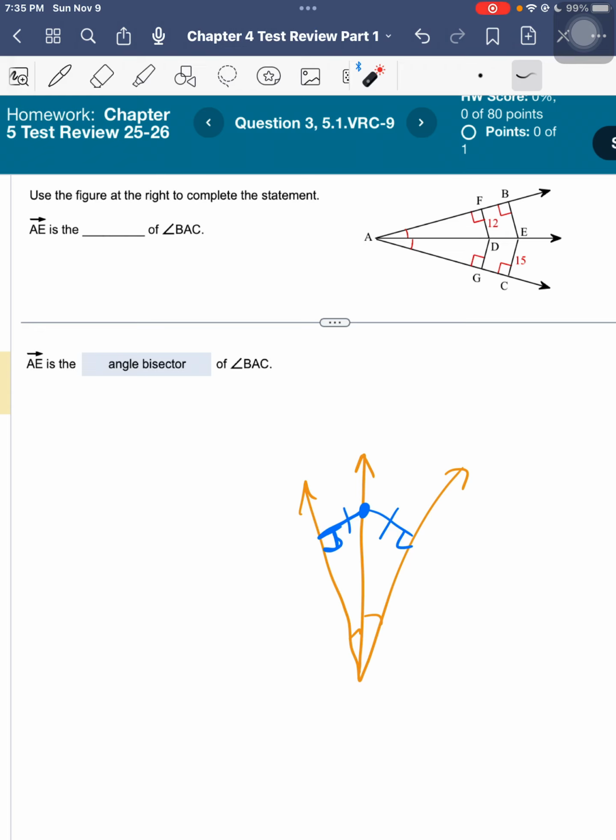Oh, they didn't even ask us that, but just in case they did, now we know for the next couple questions that this is going to be 12 and this would be 15. And we call this ray AE the angle bisector. And the angle bisector can only always be a ray. It cannot be a segment or a line. It has to be a ray. So ray AE is the angle bisector of angle BAC.